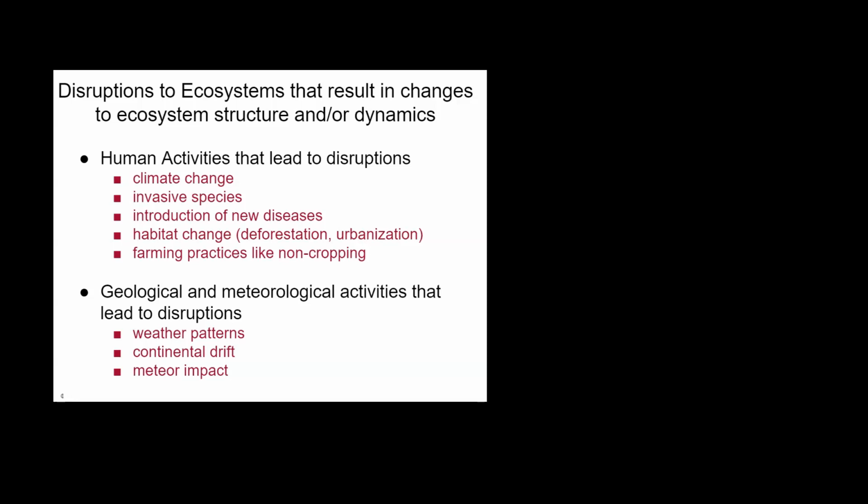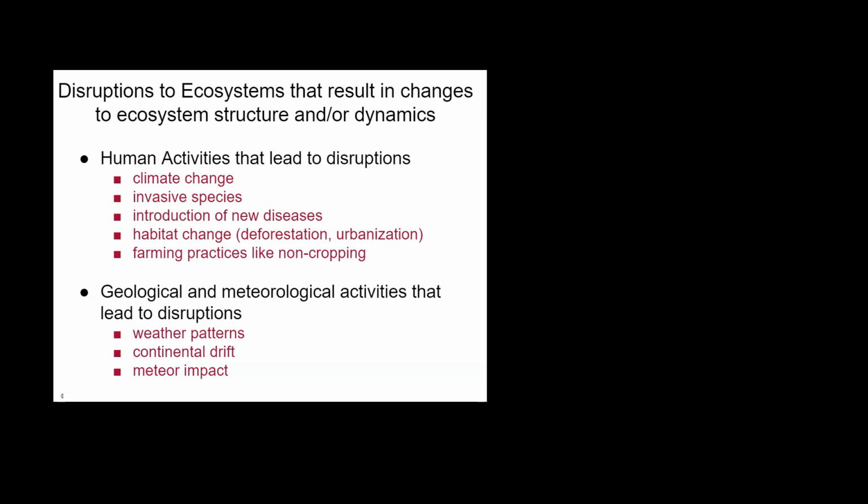And some examples of those human activities you can see there, things like climate change or introduced species, the introduction of new diseases, deforestation, urbanization, which cause habitat changes. Habitat change also comes through climate change, and farming practices.